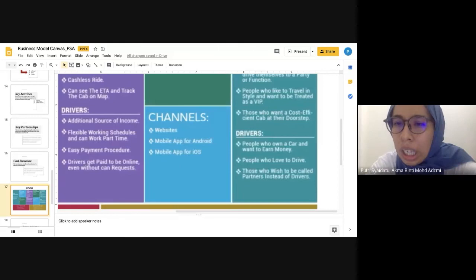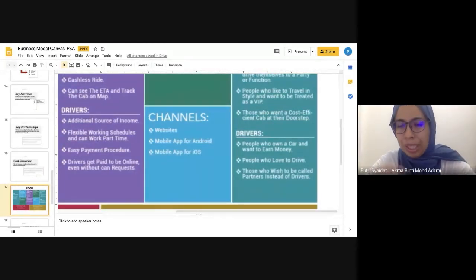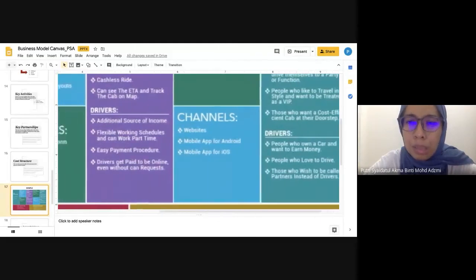And for the drivers, right? For those who own a car and want to earn money. And for those who love to drive, they will need to be in the car for 8-9 hours a day, so they must love to drive. And for those who wish to be co-partners instead of drivers, sometimes they want more flexibility. So rather than becoming a driver for one company, one individual, they would rather be a partner with Uber or Grab, right? So that's for drivers, for our customer segment.